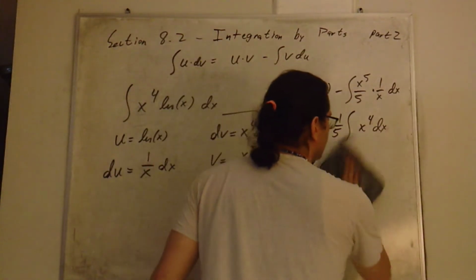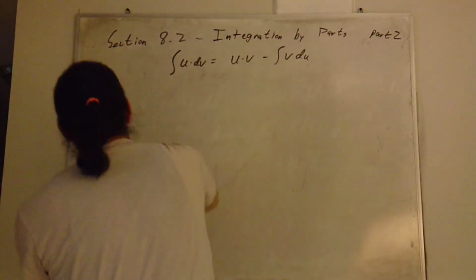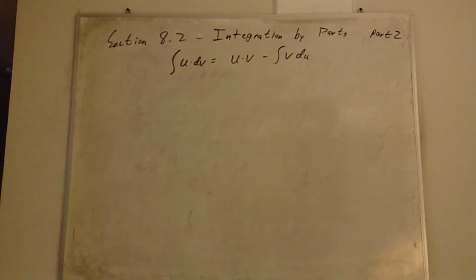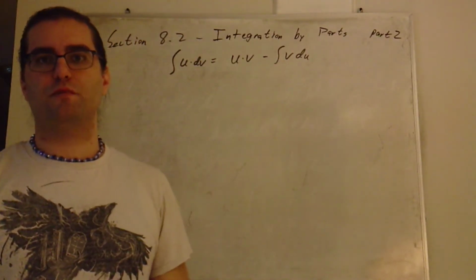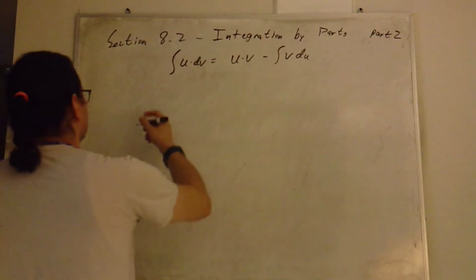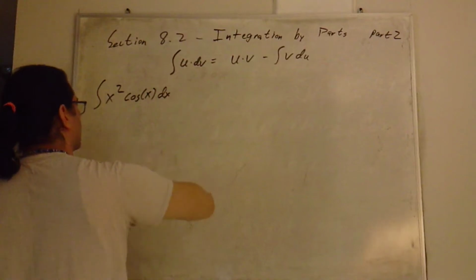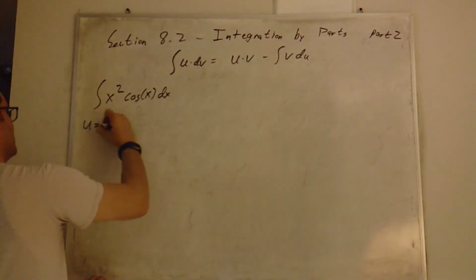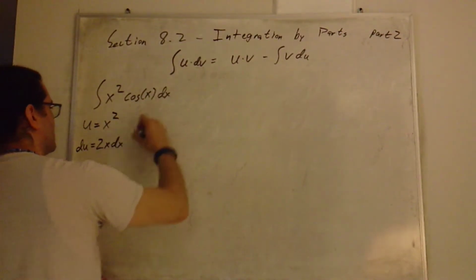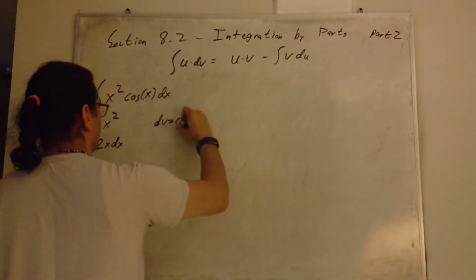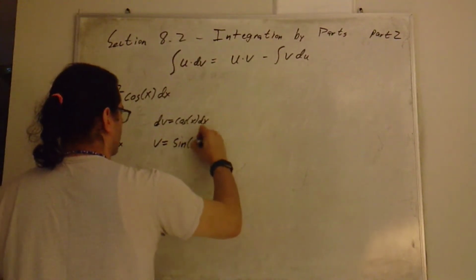What else should we do? I think that it's time we talked about what happens when you have to do integration by parts a couple times. So let's look at the integral of x squared cosine x dx. As usual, let's let u be x squared, du would be 2x dx, and let's let dv be the cosine of x dx, and then v would be the sine of x, and that's fine.